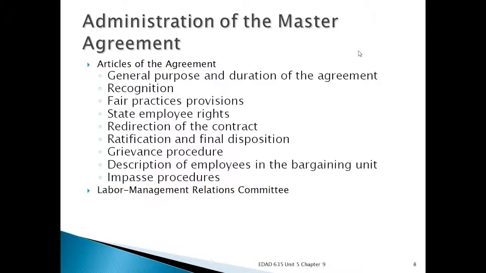If that cannot be worked out, then it goes to arbitration, where you have an arbitrator come in, listen to both sides, and rule on whether or not the contract was violated, and impose a solution to that. Arbitration is a relatively expensive process. Arbitrators are not cheap, so you try to avoid it if at all possible.